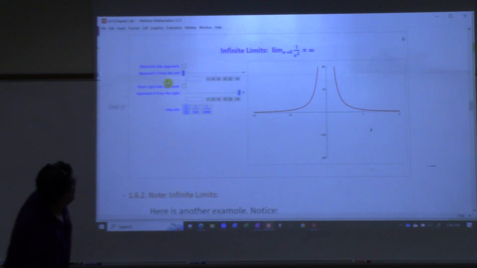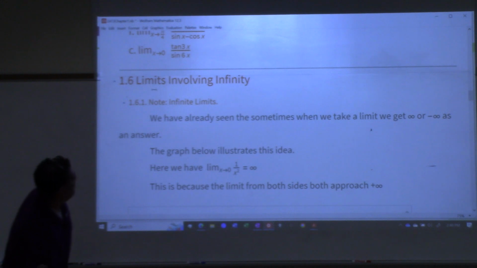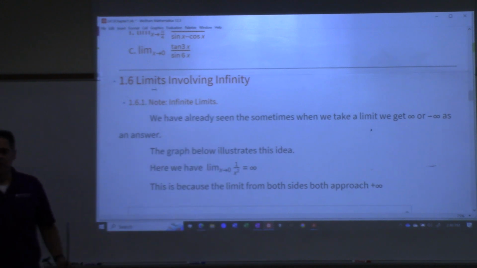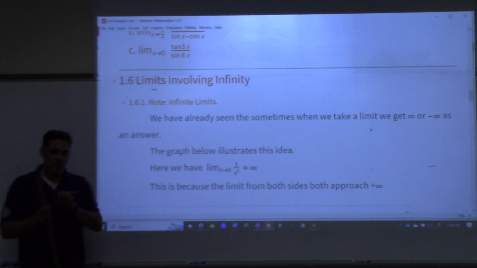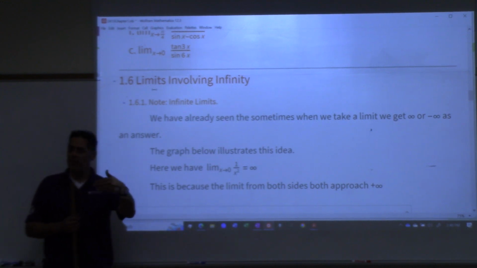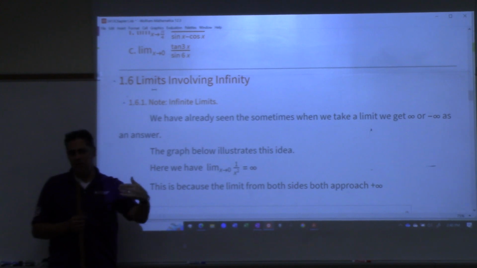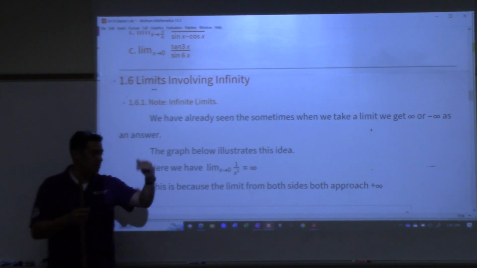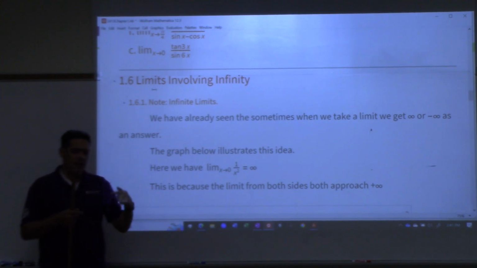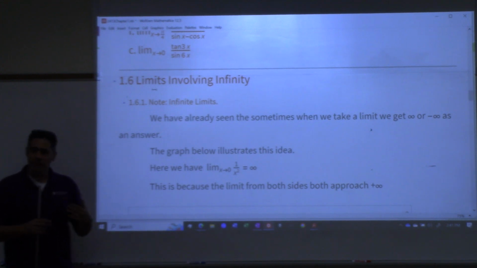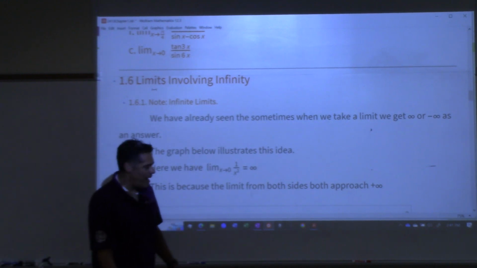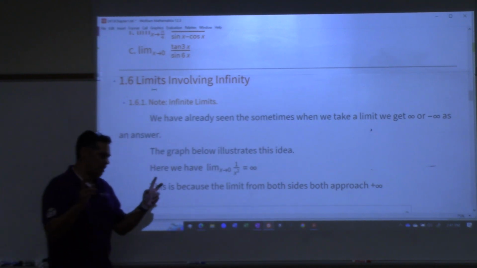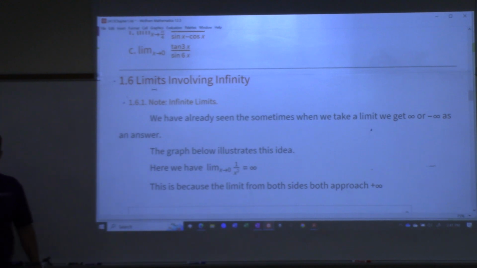This section, 1.6, is called Limits Involving Infinity. We have covered half the section. What we've seen is that when we take limits, sometimes our answers are infinity, negative infinity, or does not exist. So our answer is one of those three, right? The next part of this section has to do with limits that involve infinity, but in a different way. So let's take a 5-minute break. It's technically the halfway point of the class, so we'll take a break and come back.